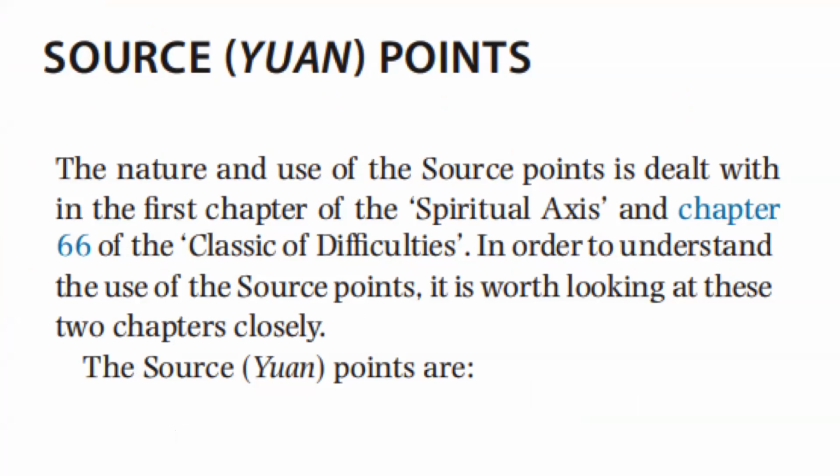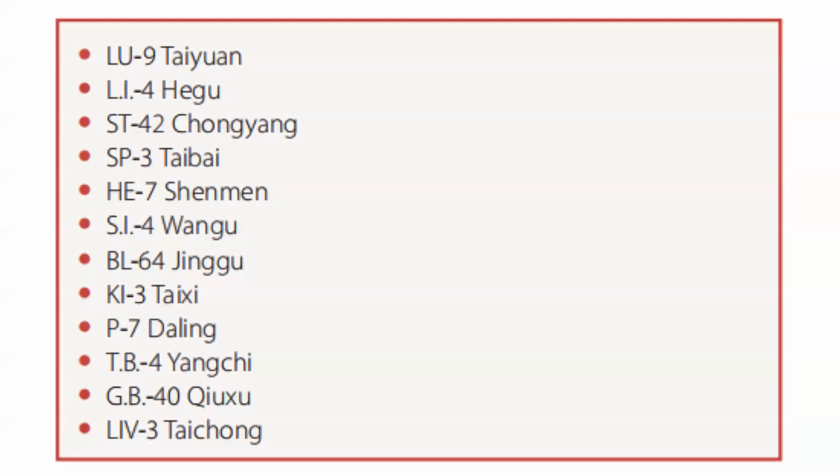The source yuan points are the following: Lung 9, Large Intestine 4, Stomach 42, Spleen 3, Heart 7, Small Intestine 4, Bladder 64, Kidney 3, Pericardium 7, Triple Burner 4, Gallbladder 40, and Liver 3.